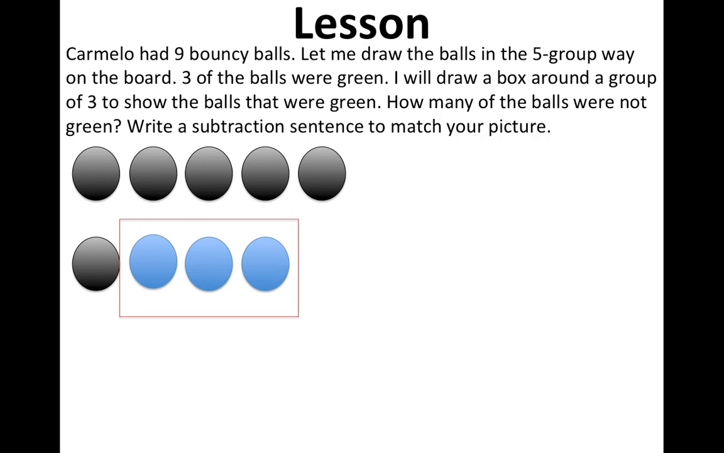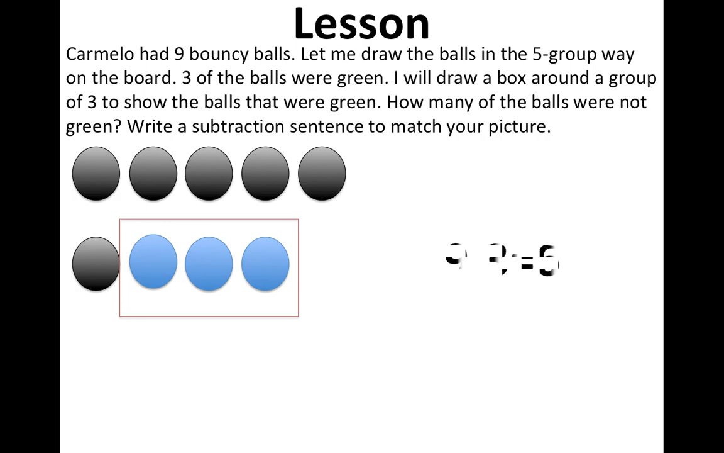How many balls are not green? That's correct. We have 6 balls that are not green. And how many balls were green? That's right. We have 3 green balls. So in this case, blue.